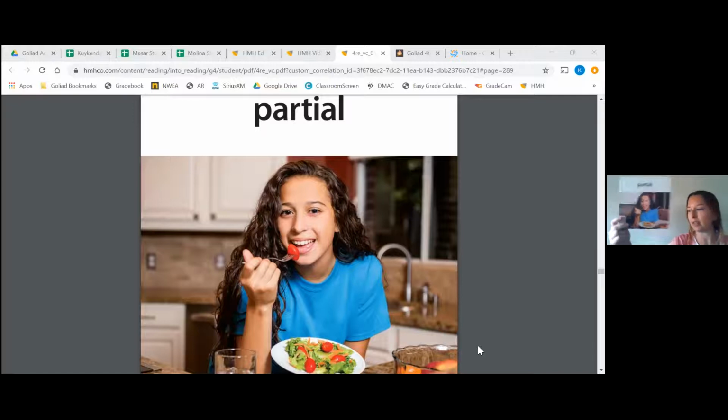Thank you. When you see the T-I-A-L like that, boys and girls, it's soft. It's partial. It makes the shul sound. So anytime you see T-I-A-L together like that, it's a shul sound. It all blends together.